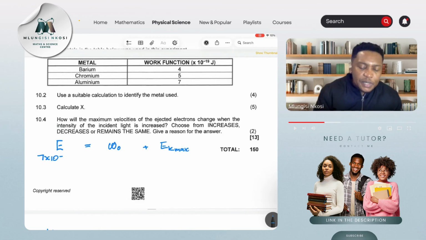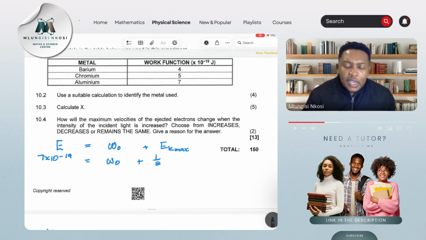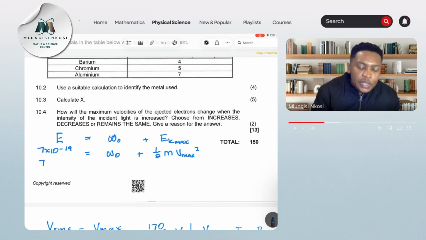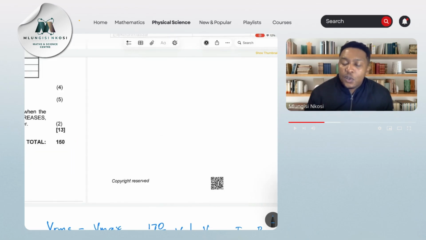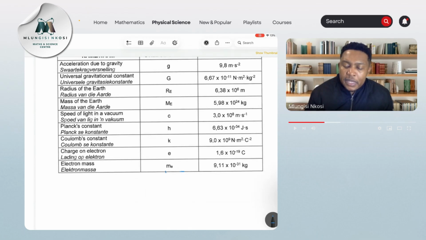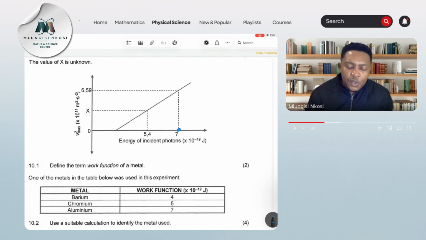So 7 times 10 to the power negative 19. We want the work function, but please, ladies and gents, remember, how do I get EK max? That's half mv squared, right? That's half times m times v max squared. So that's 7 times 10 to the power minus 19. We're looking for the work function. But remember, you are given the mass of the electron, okay? Right, remember that this is the mass of the electron. It's given to you.